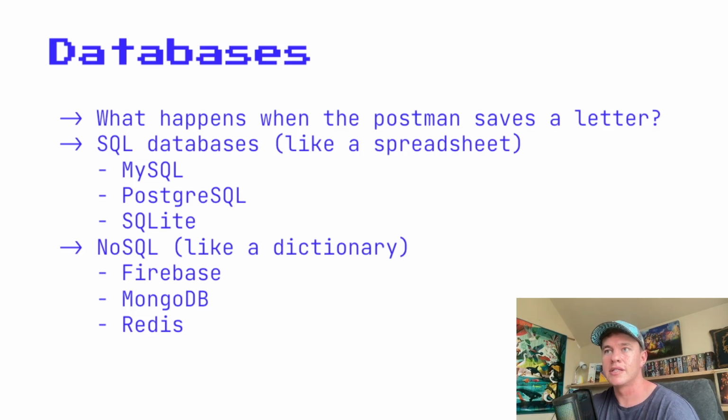For example, we could save a username and we could have an associated value of James. Now, three common NoSQL databases are Firebase, that's my personal favorite, MongoDB, and Redis. But once again, there are loads of options out there for you.